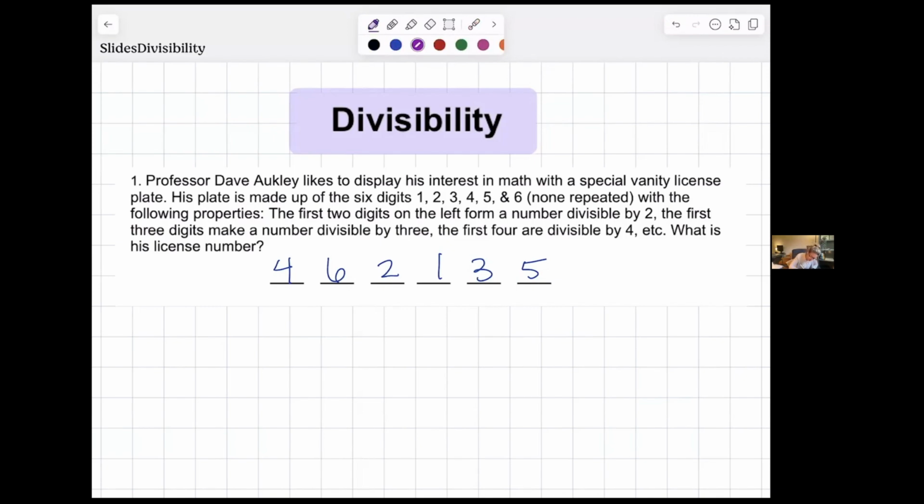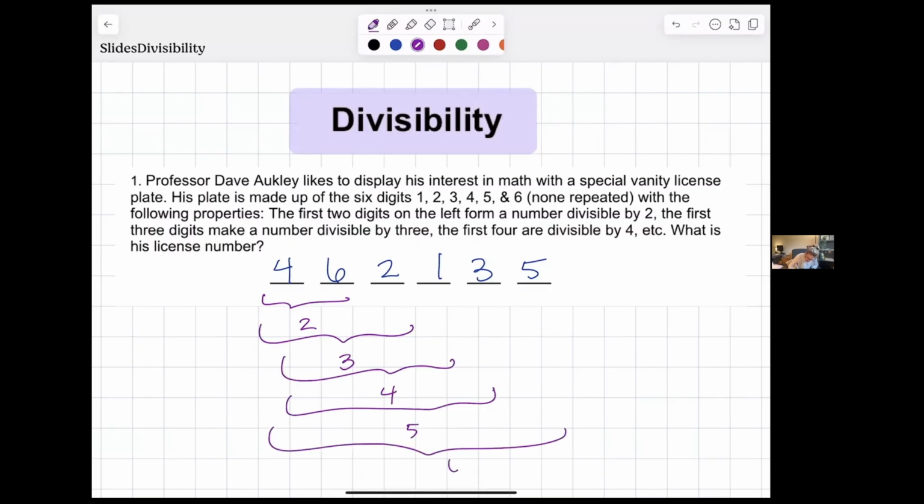Remember my rules were that this had to be divisible by 2, this had to be divisible by 3, 4, 5, and the whole thing had to be divisible by 6. And so maybe we can also just refresh on some of our divisibility rules. To be divisible by 6, the whole number should be divisible by both 2 and 3, right? And we can already see this number is not going to be divisible by 2 because it ends in 5, right?